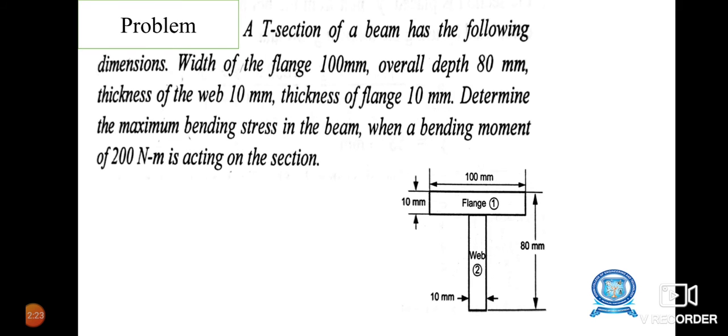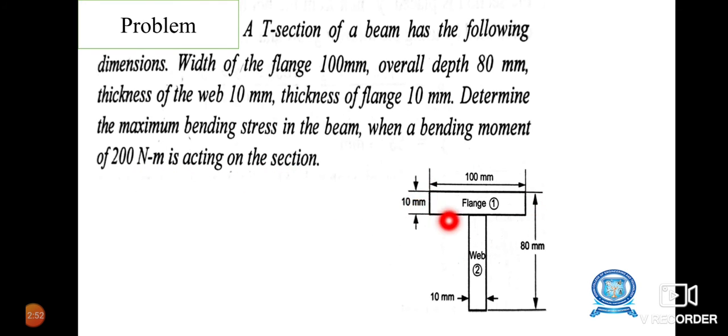Then another problem for T section. The problem is, a T section of a beam has the following dimensions: width of flange 100 mm, overall depth 80 mm, thickness of the web 10 mm, thickness of the flange 10 mm. Determine the maximum bending stress in the beam when a bending moment of 200 Newton meter is acting on the section. So that is the diagram.